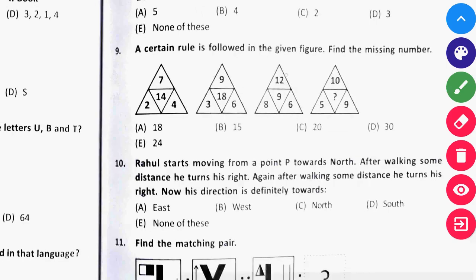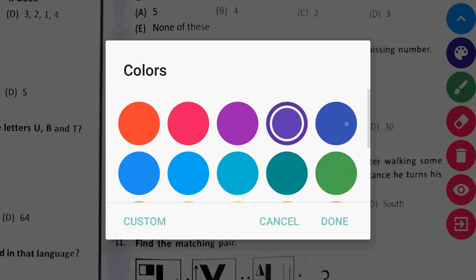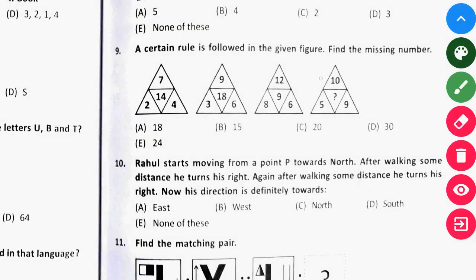Okay. A certain rule is followed in the given figure. Find the missing number. Now again see, there is one rule in the given figure. Now how can we think of it?